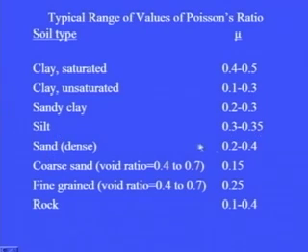For dense sand, 0.2 to 0.4. For coarse sand with void ratio between 0.4 to 0.7, it can be taken as 0.15. For fine grained sand, void ratio between 0.4 to 0.7, it can be taken as 0.25, and in the case of rock, it can be taken between 0.1 to 0.4 depending upon the quality of the rock.